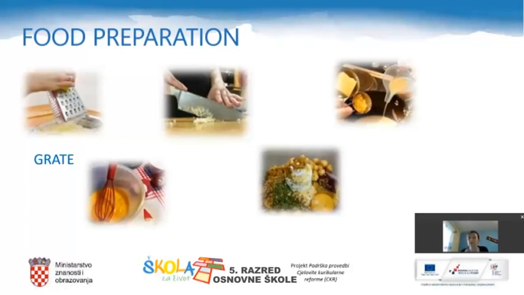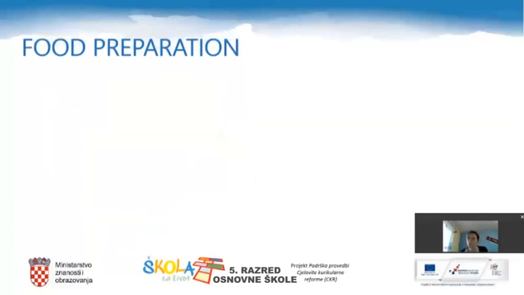Then you can see a knife. Well, you chop with a knife. The next verb is add. You add ingredients in a bowl. Then you have beat. You beat eggs with a whisk. And the last verb is to mix something, to mix the ingredients you need to prepare your favorite food.